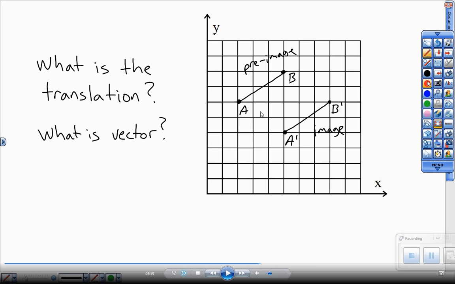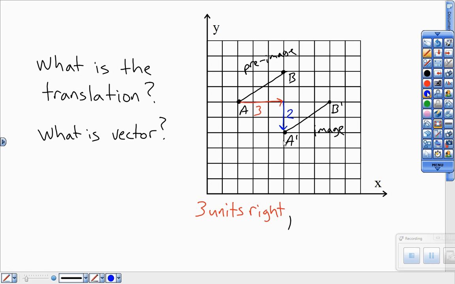So from this original A to this new A, I'm going to do always the X left or right component first and then the up or down second. So from this A to this A prime, I'm going right 3. But then from there, I'm going down 2. Right 3, down 2. So that is my translation. I'm taking every point A and B and moving right 3, down 2. That is my translation in words.